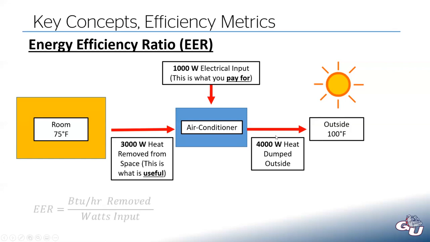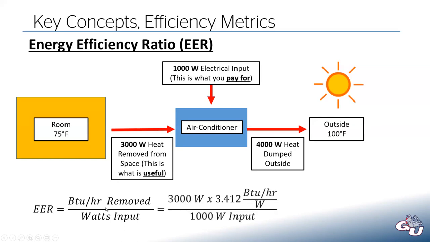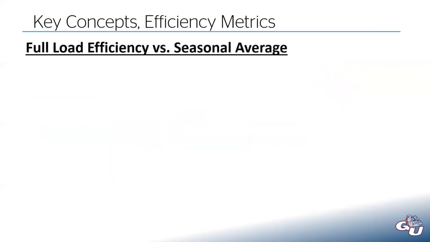But if you think back to how EER is defined, it's BTU per hour removed from the space, because that's the useful part and that's the thing we care about. We don't necessarily care about this 4,000. So if we do the 3,000 watts, and then we need to convert that to BTUs per hour with that 3.412 conversion factor, divide by our watts input, and we end up with an EER of about 10.2. So that's the basis of EER.